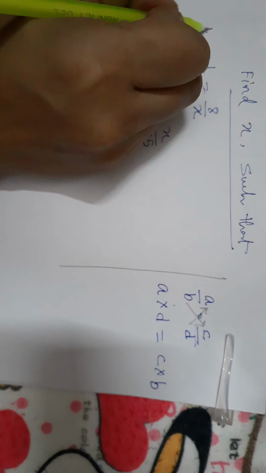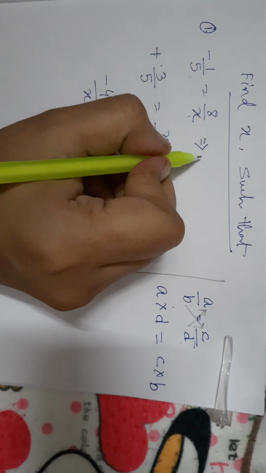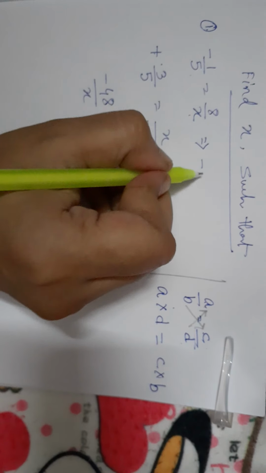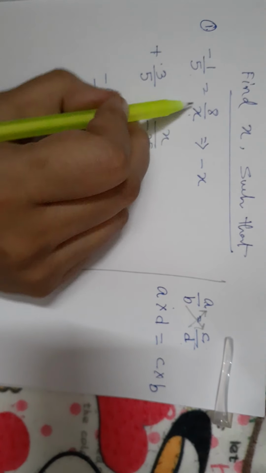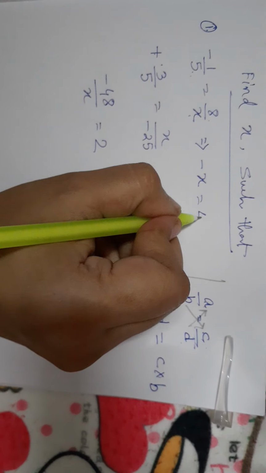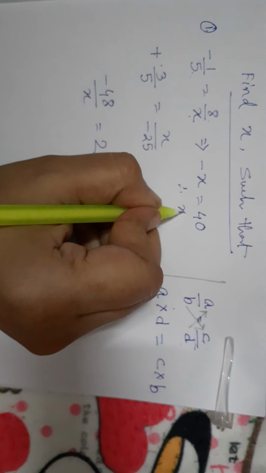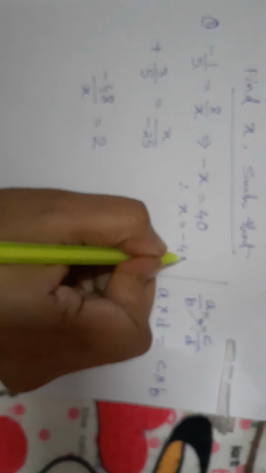So first, number 1, according to this condition, we can cross multiply and write minus 1 into x. Minus 1 into x means it will be minus x equal to 8 into 5. 8 into 5 is 40. So from here we can write x equal to minus 40.